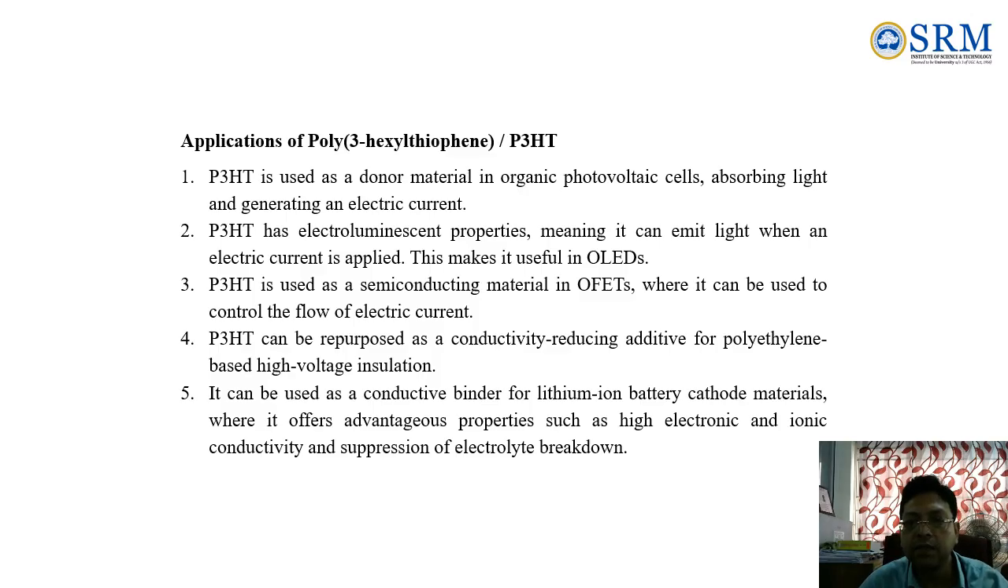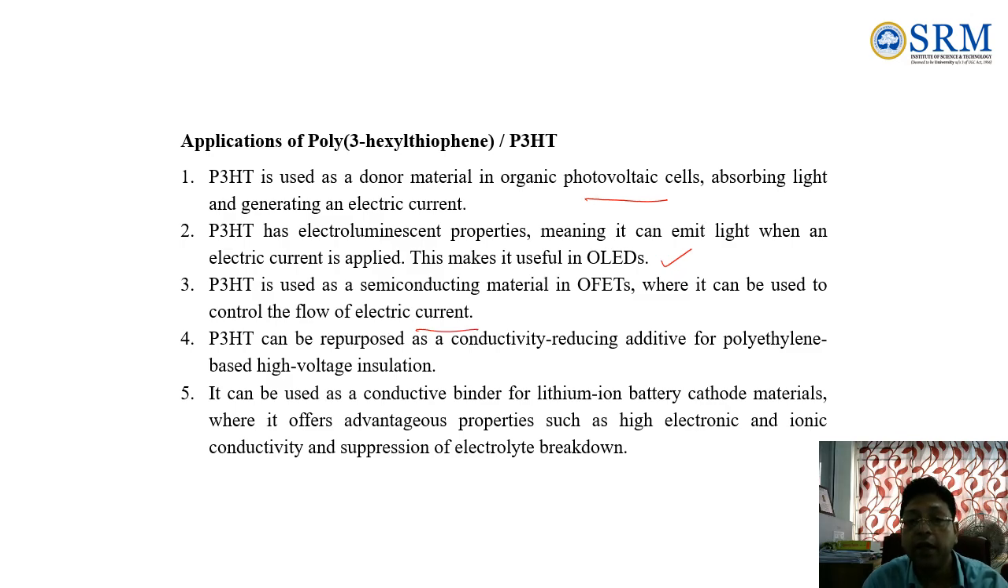What are the applications of poly-3-hexylthiophene? P3HT is used as a donor material in organic photovoltaic cells, absorbing light and generating an electric current. P3HT has electroluminescent properties, meaning it can emit light when an electric current is applied. This makes it useful in OLEDs. It is also used as a semiconducting material in organic field effect transistors, where it can be used to control the flow of electric current.